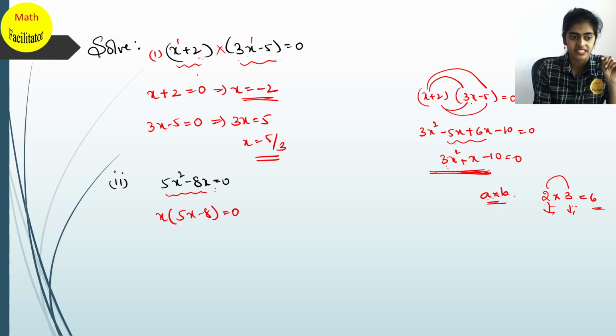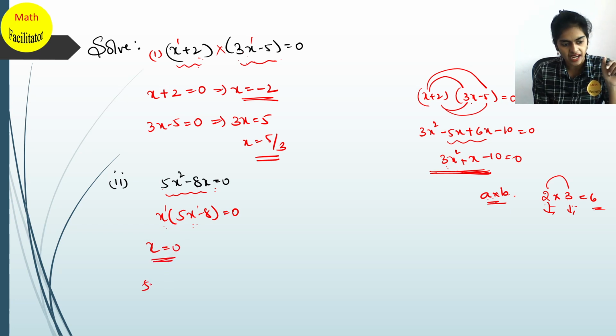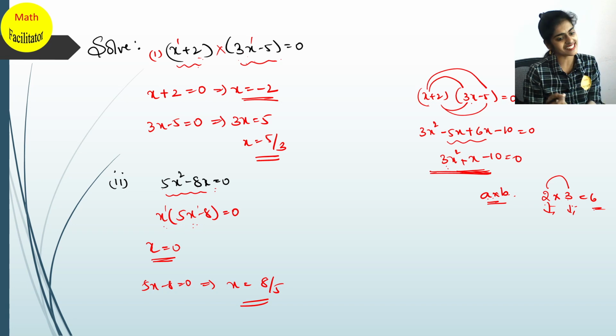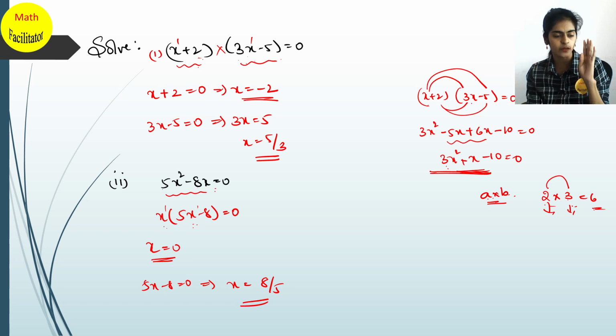Now again observe, like in the first example I gave you, these two are linear factors. Here also these two are linear factors. x power 1 is a factor, and 5x power 1 minus 8 is also a linear factor. So equate each of the linear factors to 0. So x equals 0 is one answer, and 5x - 8 equals 0 which means x is nothing but 8/5. This is another answer, or you can say another root. Clear with this?